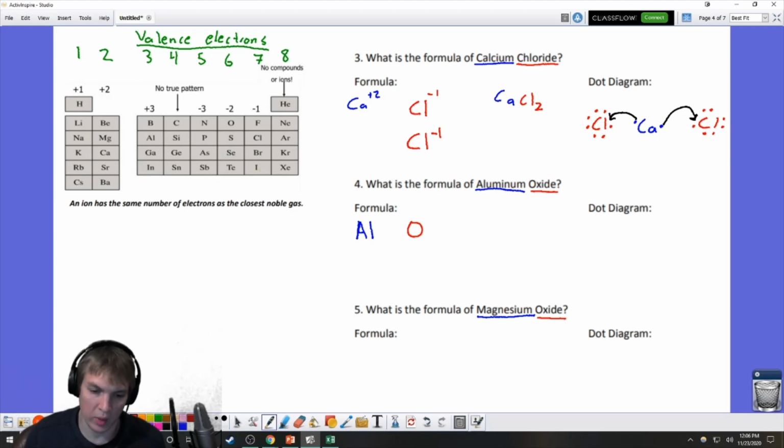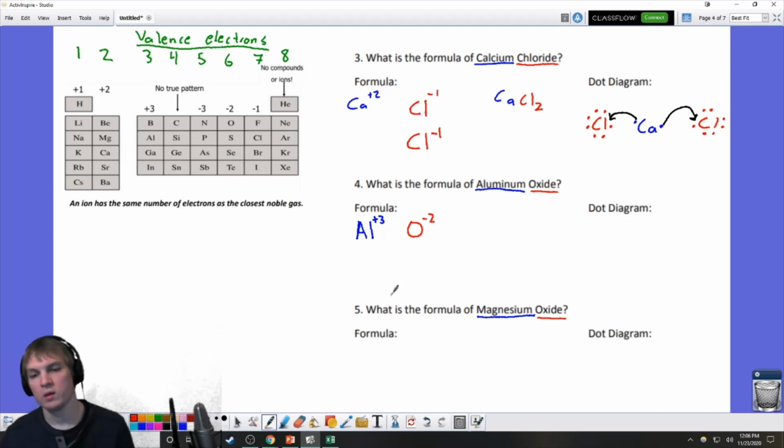The next step is to identify the charges. So for the element aluminum, looking at my cheat chart right here, I'm going to use the pattern on the bottom because that's for the oxidation number, or the charge. So aluminum is +3. Oxygen is right there, which is right under -2. Okay, so we have a +3 and a -2.